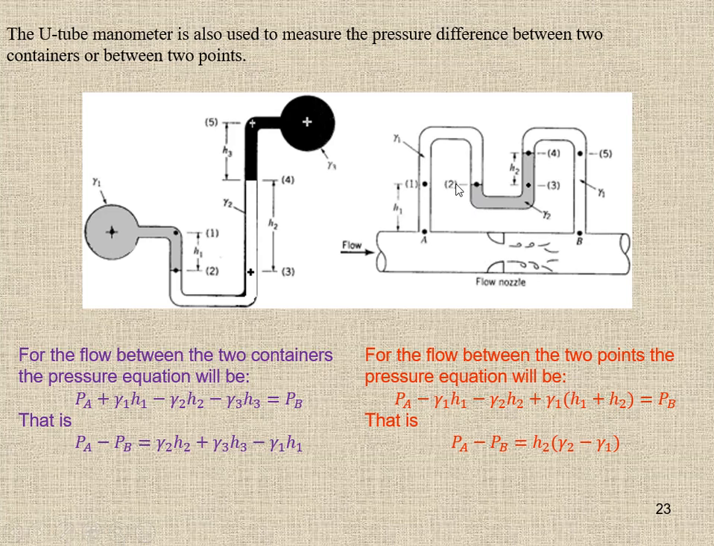This is the lowest level that we are going to see. From here to here, from here to here, the level is the same. So that means the pressure here, the pressure here, the pressure here is the same. So let's see the pressure: initially the pressure PA, then we are moving up, so the gamma 1 H1 is negative because we are moving up, then the pressure at this point and the pressure at this point is the same.